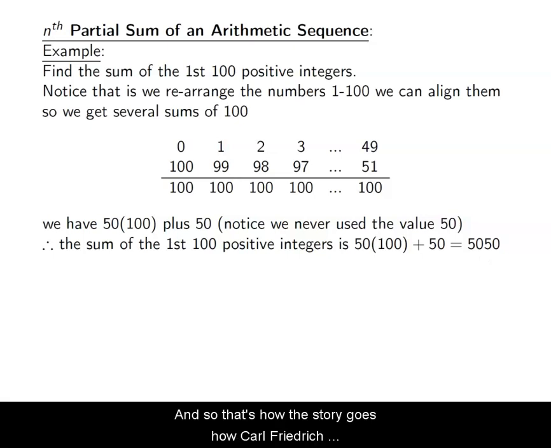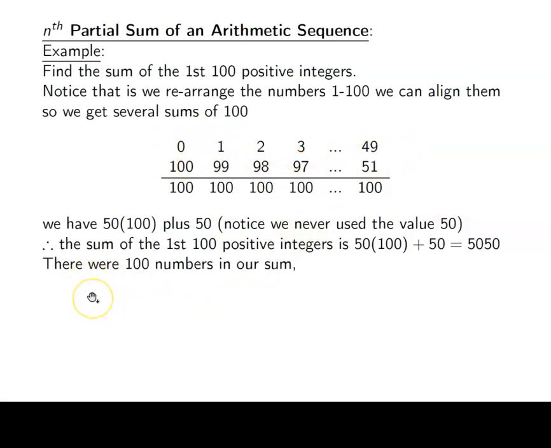Okay, and so that's how the story goes of how Carl Friedrich Gauss developed his manner of adding integers together, creating a partial sum, the first 100 partial sums of the integers. Now, we don't really count 0 as an integer, but it was very useful in the reorganization of trying to add these first 100 numbers together. Okay, so there were 100 numbers in our sum. Again, we're not necessarily counting the value 0. This was just a useful reorganization for us in order to add these together.